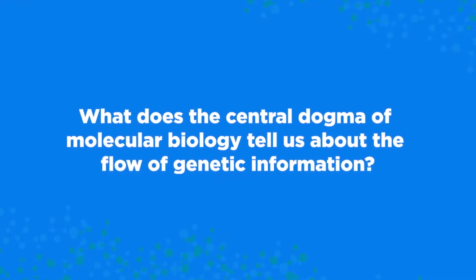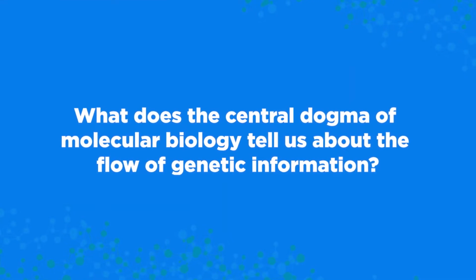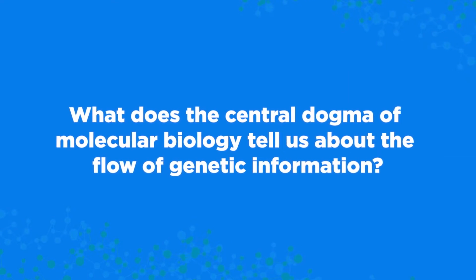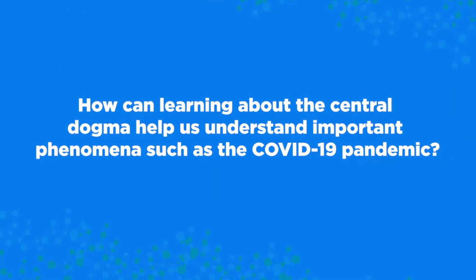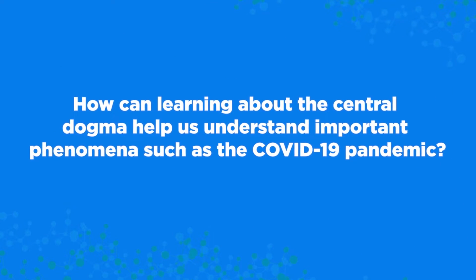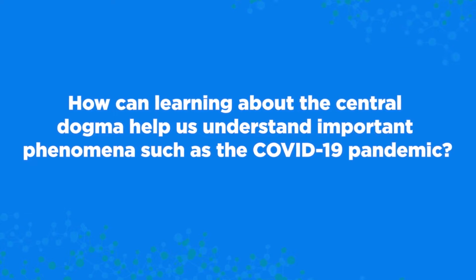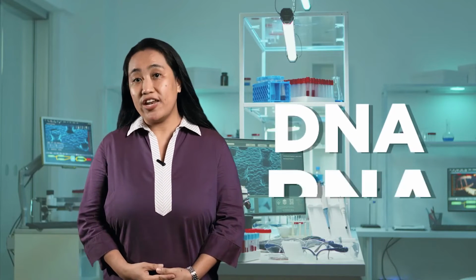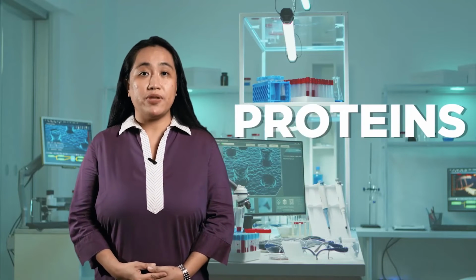In this video, we will answer two important questions. Number one, what is the central dogma of molecular biology, and what does it tell us about the flow of genetic information? Number two, how can learning about the central dogma help us understand important phenomena such as the COVID-19 pandemic? We will learn about DNA, RNA, and proteins and the roles they play in the flow of genetic information. We will also see how changes in genetic information, known as mutations, can affect the resulting proteins.